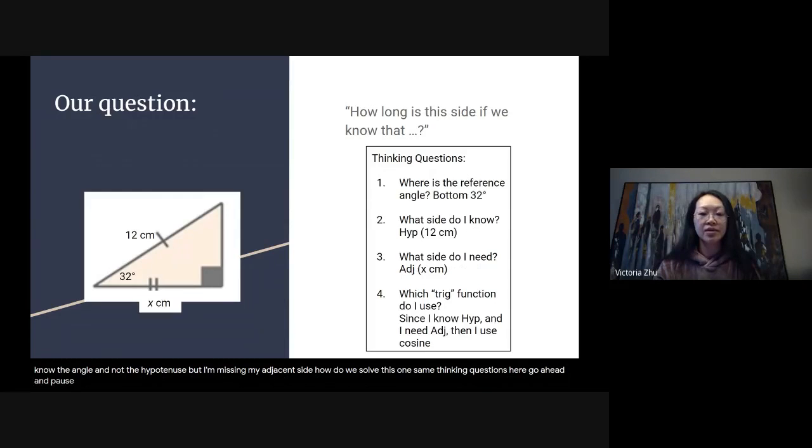So we see that our angle is 32. The side we know is hypotenuse, which is 12 cm. Adjacent is missing, which is x. So then we think that since I have hypotenuse and I need adjacent, then I use cosine. So same thinking process here as the last two.